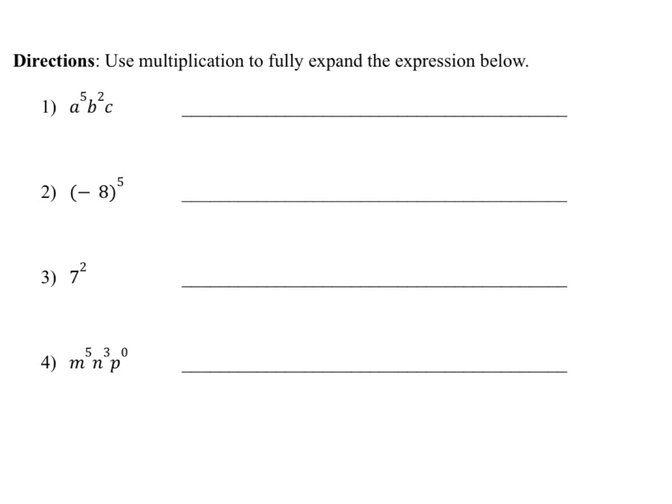Okay, the middle section on the back is going the opposite way. We're going to fully expand. So that looks like this. a to the 5th would be a times a times a times a times a. b to the 2nd, b times b, and then there's a c. That's it. We're just going to fully expand it, stretch it out.